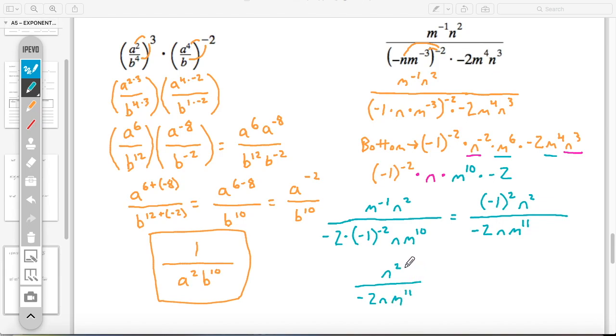Okay, so am I done here? No, I have n squared in the numerator and I have an n in the denominator. So 2 minus 1, that's 1. So I'll have 1 n in the numerator. I have negative 2 m to the 11th in the denominator.